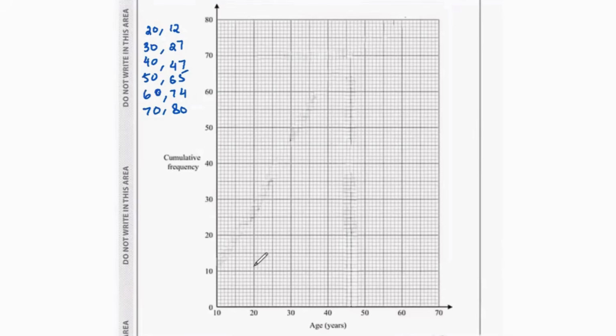So 20 and 12 comes over here. 30 and 27 will be here. 40 and 47 will be here. 50 and 65 is over here. 60 and 74 is here. And 70 and 80 is over here. So starting from 10, we will connect these points. You will not use a straight line, you will use a curved line like this. So this is your cumulative frequency graph.